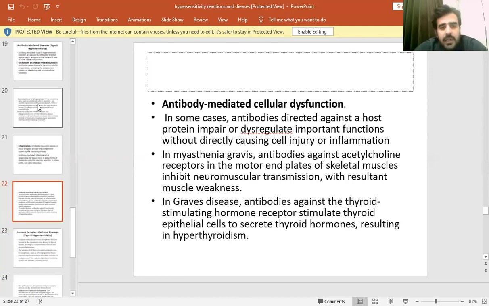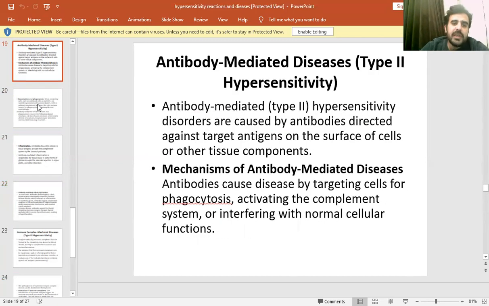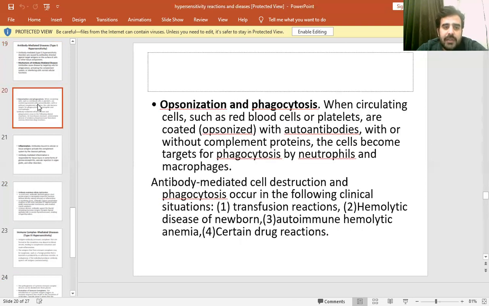This was the type 2 hypersensitivity reaction, which was also the antibody mediated one. And in this case, we discussed the mechanisms of injury in antibody mediated diseases. We have discussed that antibodies cause diseases by targeting cells for phagocytosis, or by activating the complement system, or by interfering with normal cellular function. And then we discussed how opsonization occurs, and the clinical situations in which opsonization and phagocytosis occur.